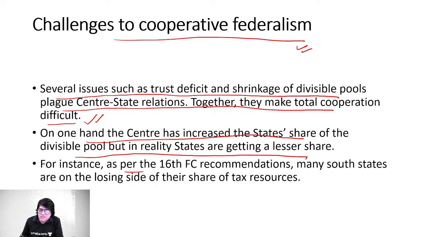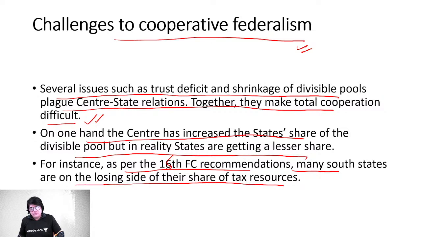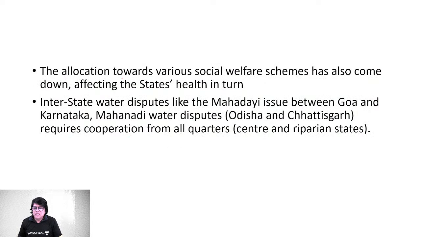Now, for instance, as per the 15th Finance Commission recommendations, many southern states are losing sight of their share of tax resources. Right. So what I'm saying is that we can find that although devolution has been made, in reality, still a lot has to be done. And the allocation towards various social welfare schemes has also come down, affecting states' health.